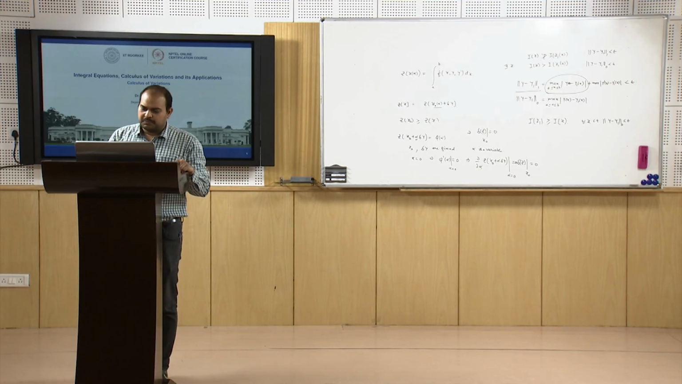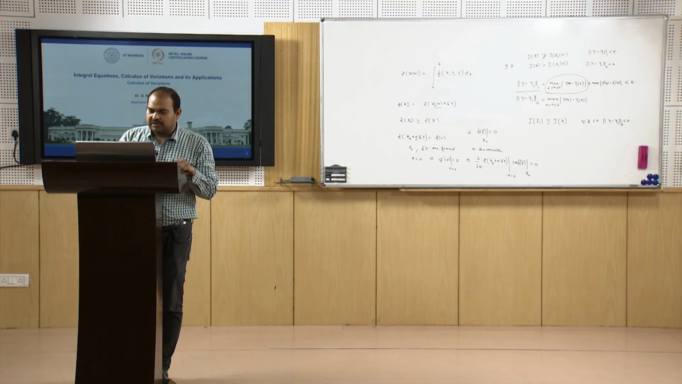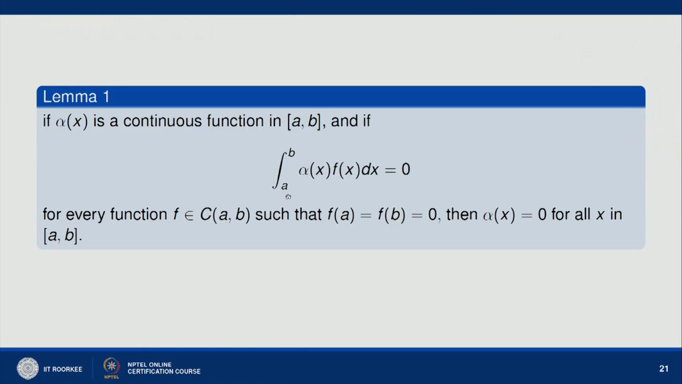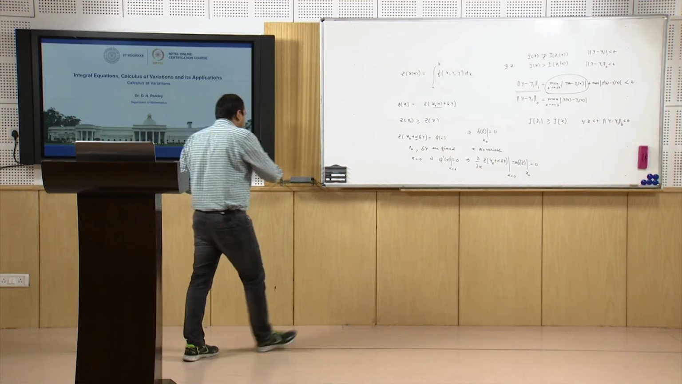Okay. So, before answering this question, we are considering this lemma which says that if alpha of x is a continuous function in the closed interval a b, and if the integral from a to b of alpha of x f of x dx equals 0 for every continuous function f on the closed interval a b such that f of a equals f of b equals 0, then in this case alpha of x has to be 0 for all x in the closed interval a b. So, there is a small proof of this, let us discuss this.